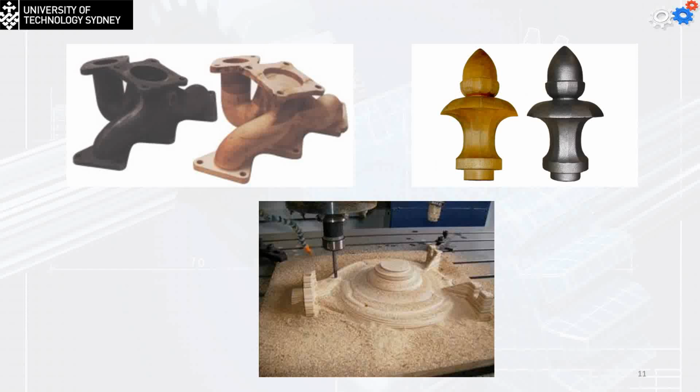This is a pattern for the pump case. They simply machined it on the router, and usually it should be varnished. The varnish goes on top so it's not going to absorb moisture.